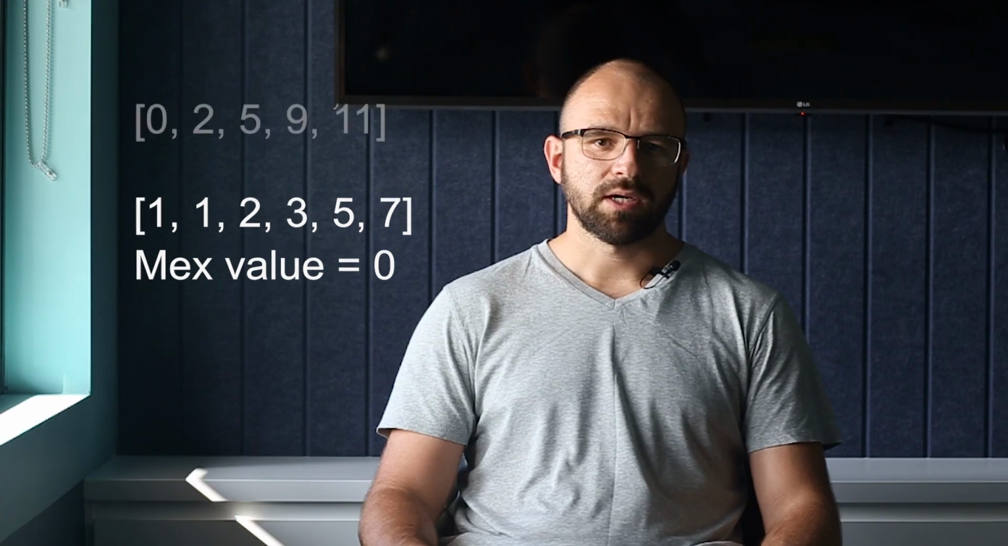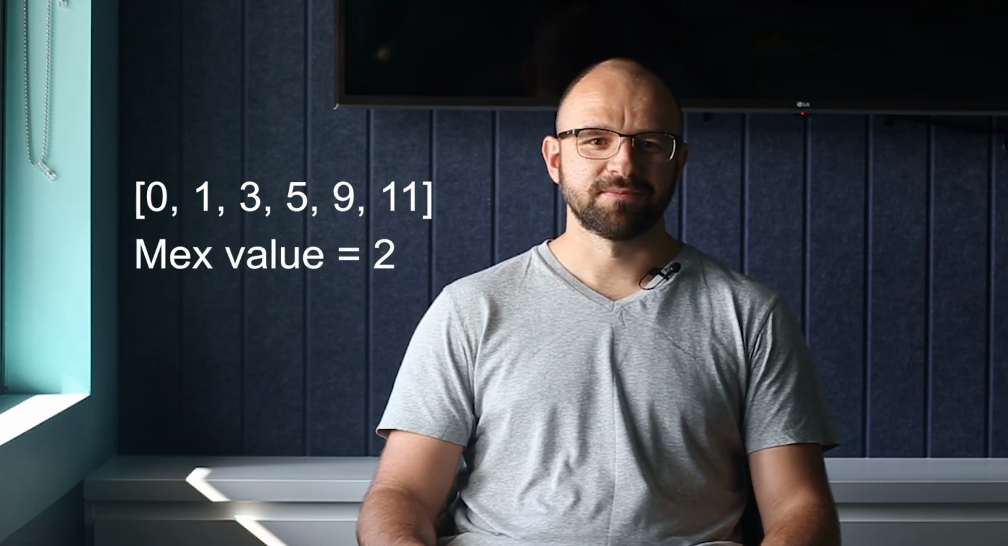Okay, let's start with some observations here. First, the max calculation could be presented as an iterative process. It will function roughly as follows. Does the set contain 0? If not, then the max value is 0. Otherwise, we ask a question. Does the set contain 1? If not, then the max function value is 1. Otherwise, we ask a question. Does the set contain 2? If not, then the max value is 2.